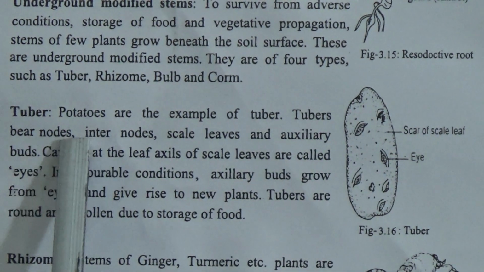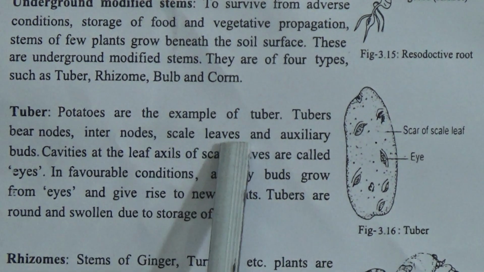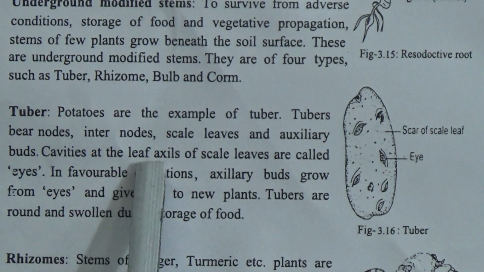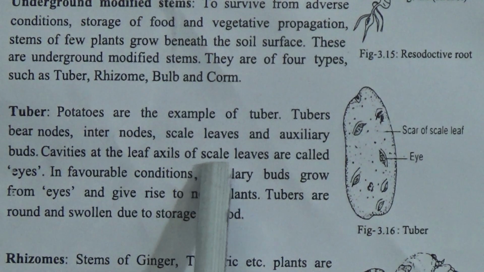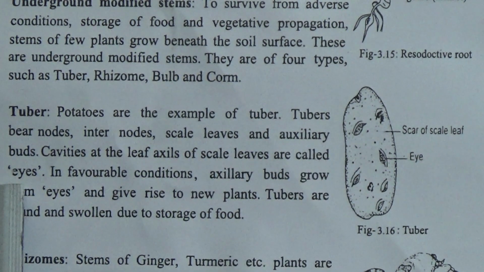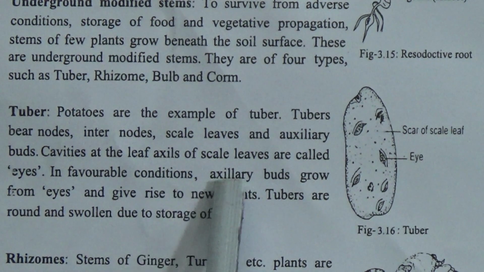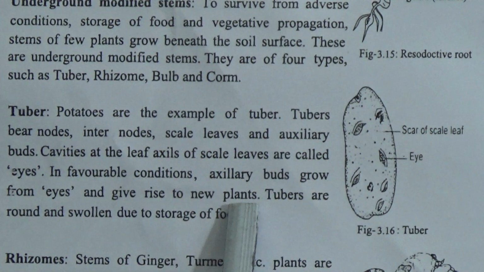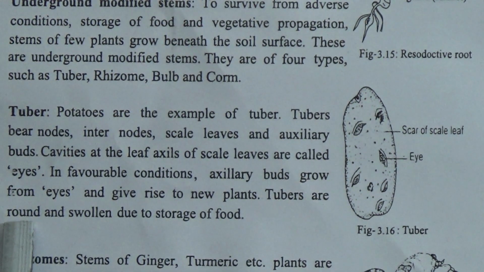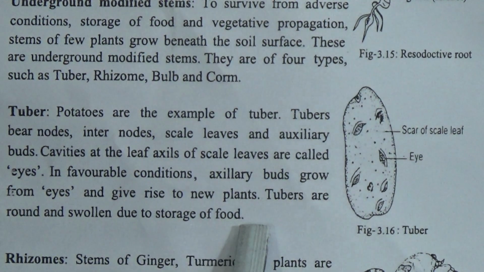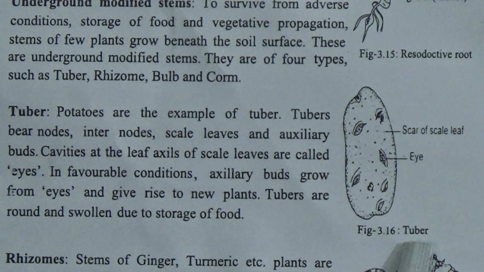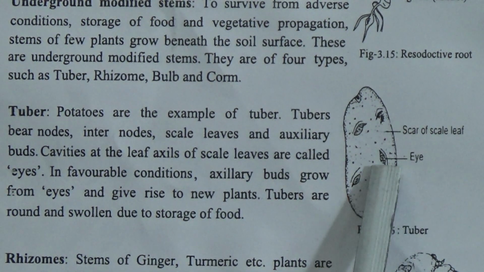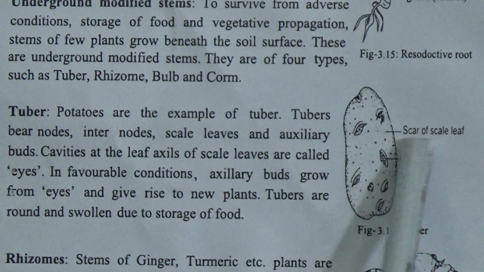Tubers bear nodes, internodes, scale leaves and auxiliary buds. Cavities at the leaf axils of scale leaves are called eyes. In favorable conditions, auxiliary buds grow from eyes and give rise to new plants. Tubers are round and swollen due to storage of food. Here is the picture of a tuber, and you can see here the label is eye, and this is the scar of scale leaves.